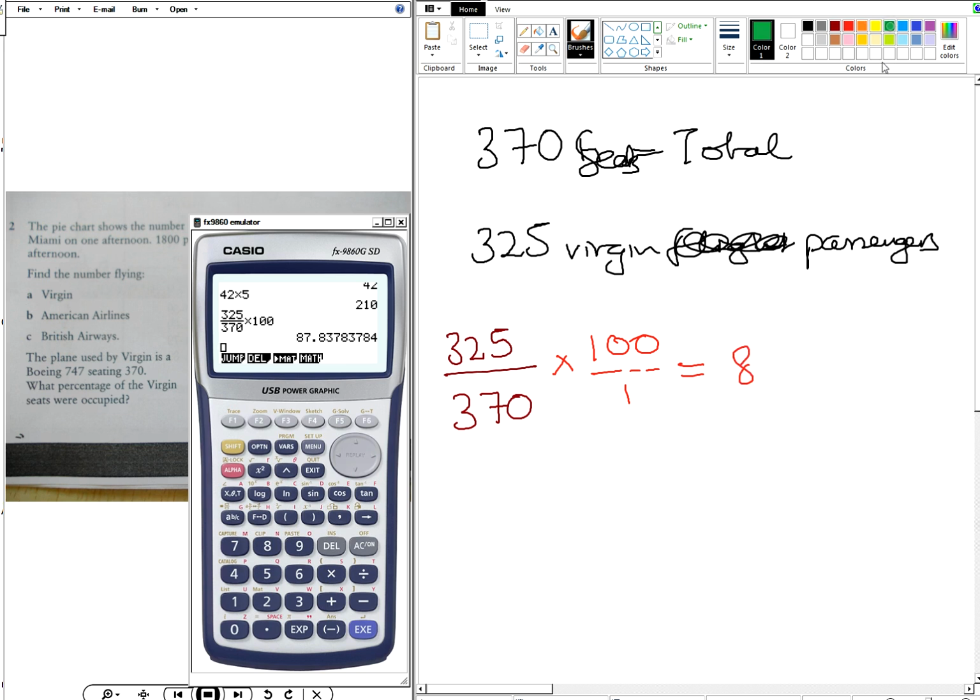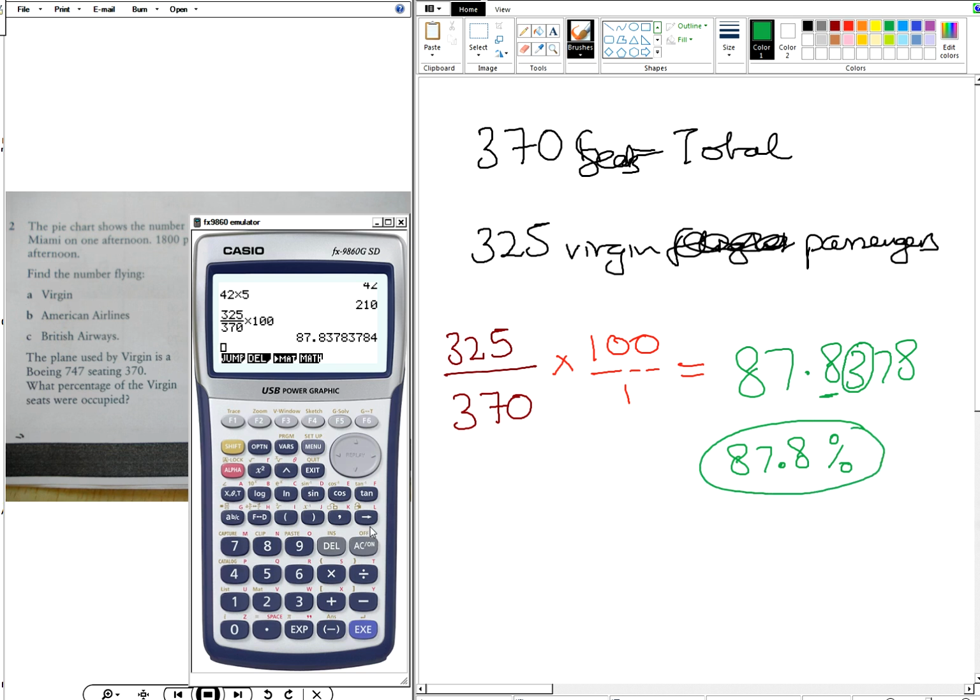We get 87.8378 and so on. But we need to give it to one decimal place. So here's 1 decimal place. We look at the next number, which is 3. Because it's less than 5, we leave the last digit alone. So the final answer would be 87.8% is occupied. That's the last but not least question.